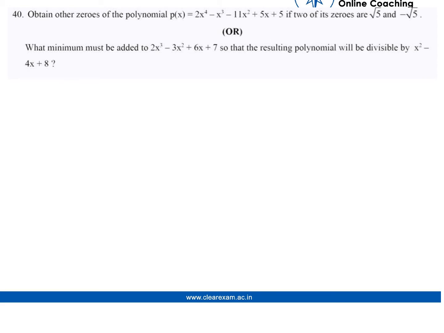Ignore this value. Obtain the other two zeros of the given polynomial p(x), where two of its zeros are √5 and −√5. And there is the optional question: what minimum must be added to this polynomial so that the resulting polynomial will be divisible by this smaller polynomial? Okay.